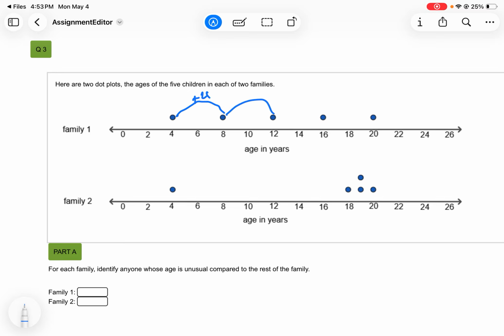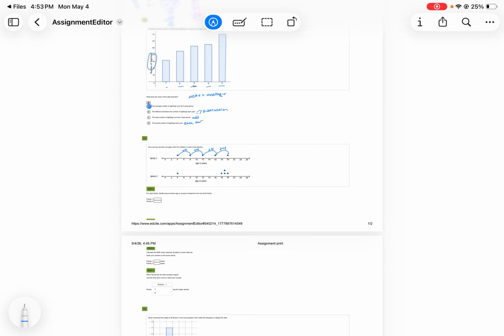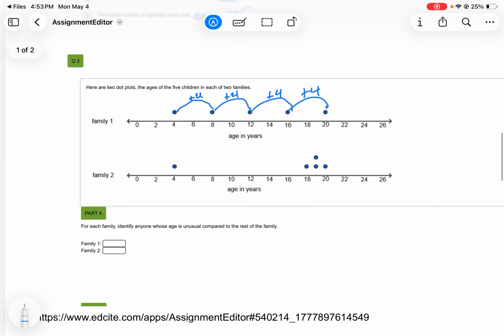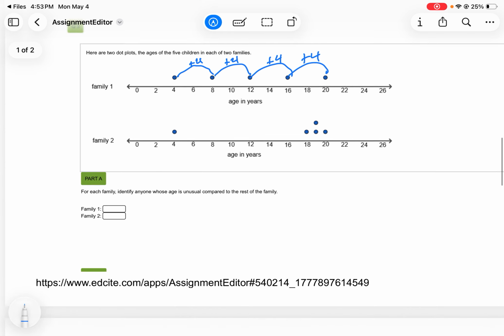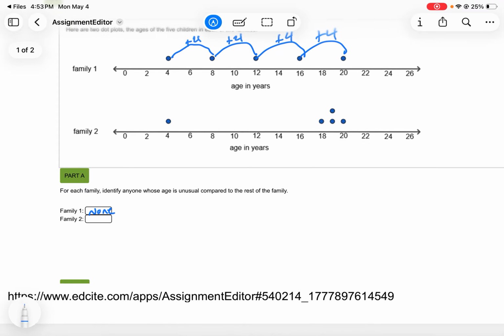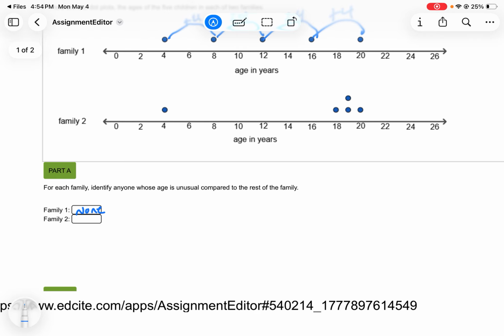plus 4, plus 4, plus 4, plus 4. So it's all spaced out evenly, so none. There's no unusual ages. But here, there's a huge gap here.